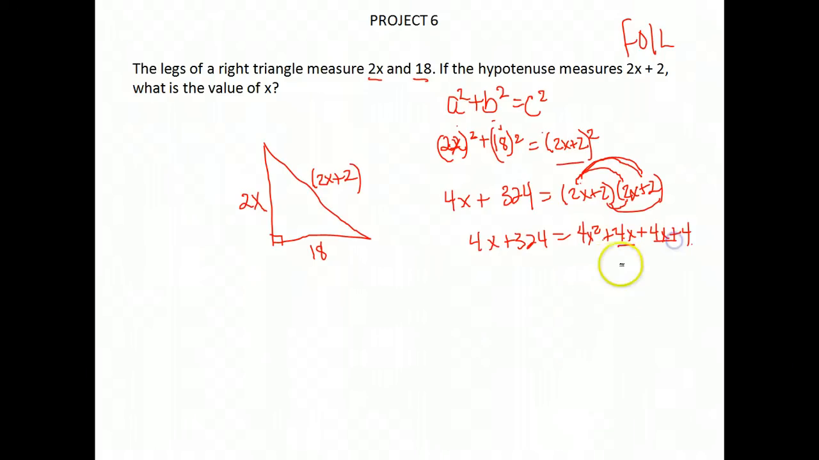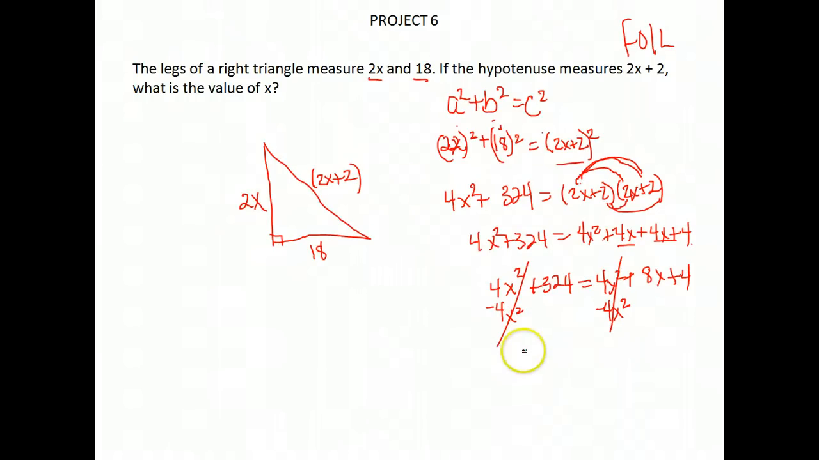Let's simplify this side. We can combine those two x's. Oops, I've been forgetting my squared over here on this side. That's not good. Okay, we have 4x squared plus 324 equals 4x squared plus 8x plus 4. And we want to solve. So let's gather the x squareds together. Here I had a positive 4x squared, so to move that to the other side, I would subtract 4x squared, do the same on the other side, and look at that. They actually just end up canceling each other, and there are no more x squareds in my problem. I get 324 equals 8x plus 4.